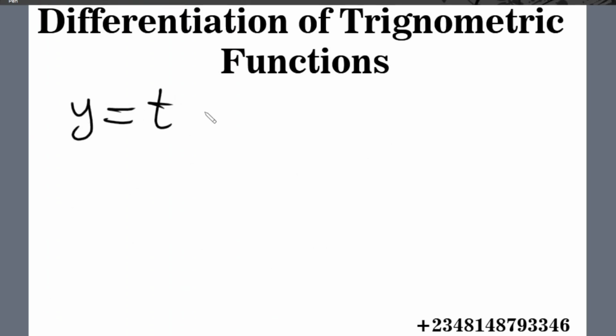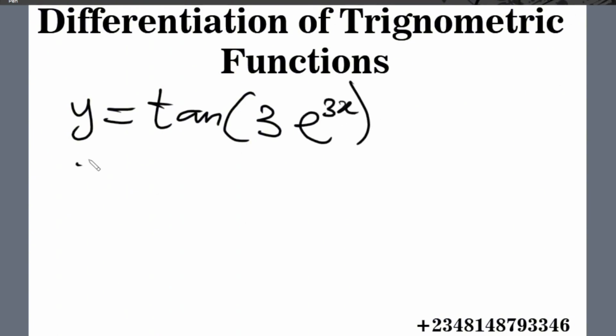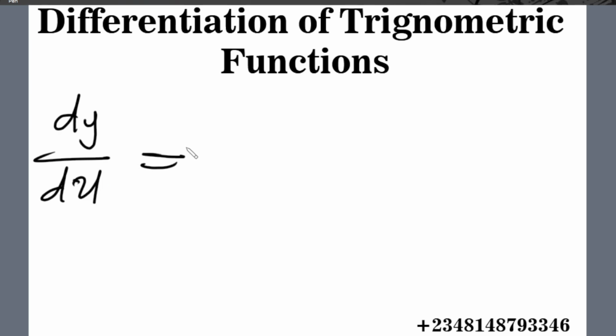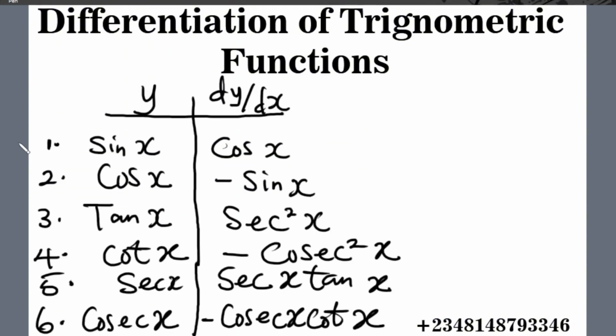Since y equals tan of 3 exponential 3x and u equals 3 exponential 3x, therefore y equals tan u. If you differentiate y with respect to u, if you differentiate tan u with respect to u, it gives you sec squared u. Now let's check the table for confirmation. From the table, if you differentiate tan x, it gives you sec squared x. Therefore, if you differentiate tan u, it also gives you sec squared u.